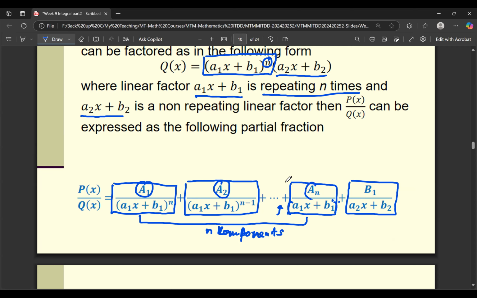The constant is still constant, same as case 1. So the numerator is still constant, and of course this is constant also. We make a different symbol for the non-repeating, which becomes B1. For the repeating symbol, we make A1, A2, up to AN.